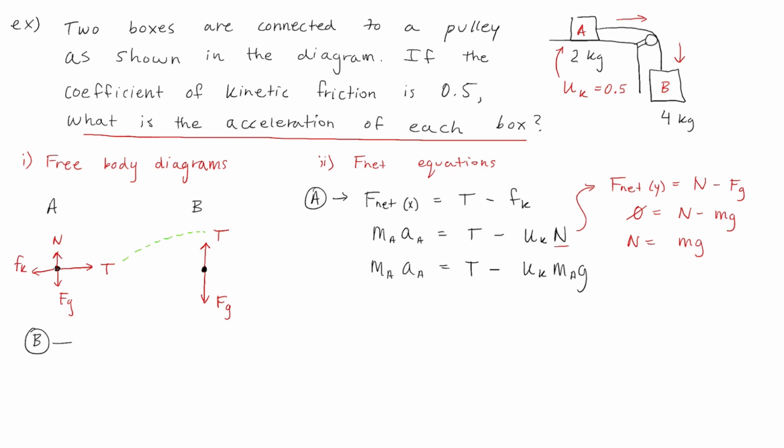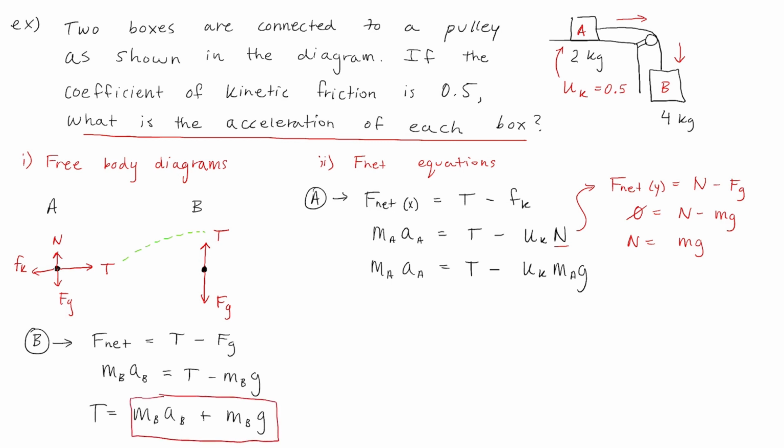Now let's move on to box B. Here our Fnet equation would be the tension force minus the force of gravity. We can replace Fnet with ma, and we can replace the force of gravity with mg. Now the next thing I'm going to do is rearrange and isolate for the tension force. And the reason I do that is because I can take the value of the tension force and plug it in to my object A Fnet equation. And the reason I can do that is because the tension forces are the same. And so when we make that substitution, we're left with this equation.